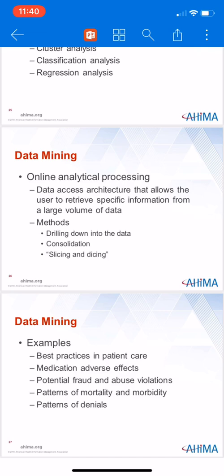Drilling down is going deeper and deeper into the data. For example, drilling down could entail looking at a cancer rate from across the country, then at the cancer rate in Georgia, then in Macon, and then within the zip code of 31052. So we're just getting further and further down into the information. Consolidation refers to the aggregation of data, which is just the opposite of drilling down. And slicing and dicing is looking at the data from multiple viewpoints.